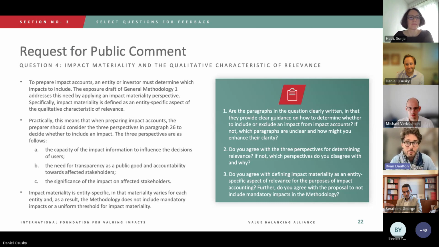Do you agree with these 3 perspectives for determining relevance? If not, which perspectives do you disagree with and why? And 3, do you agree with defining impact materiality as an entity-specific aspect of relevance for the purposes of impact accounting? Further, do you agree with the proposal to not include mandatory impacts in the methodology?